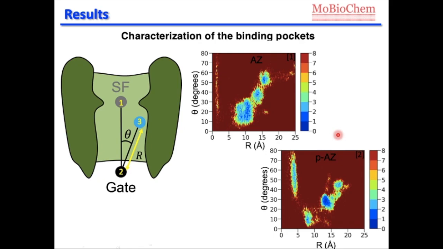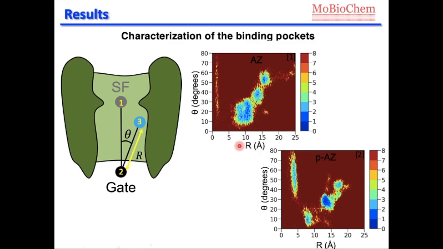To refresh the memory, as I said before, two reaction coordinates were used, the first one being the distance between the gate and the ligand, and the second one being the angle between the two vectors, going from the selectivity filter to the gate and from the ligand to the gate. The two reaction coordinates were then used to reweight the bias potential and obtain those two energy maps.